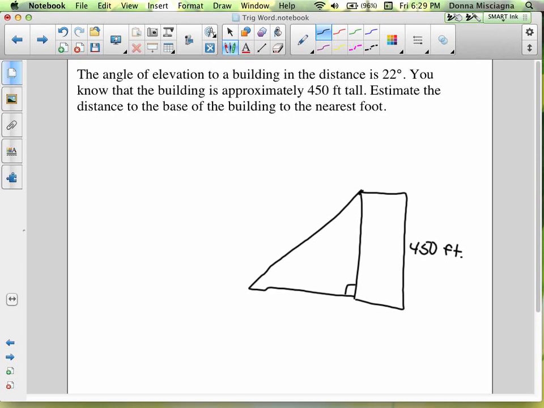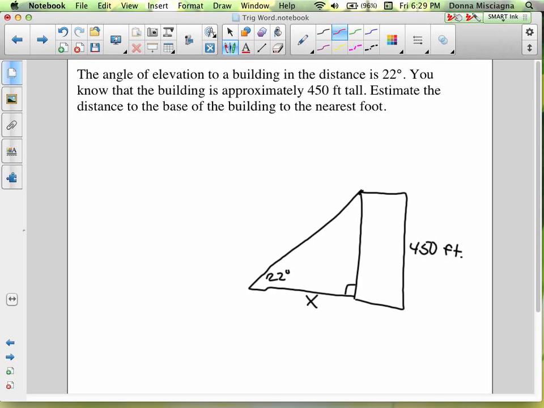Oh, and let's not forget to put the angle of elevation. The angle of elevation to the building in the distance is 22 degrees. So angle of elevation looks up. You know the building is approximately 450 feet tall. Estimate the distance to the base of the building to the nearest foot. Right? So we know the angle, we know how tall the building is, we want to find out how far we are away. All right?